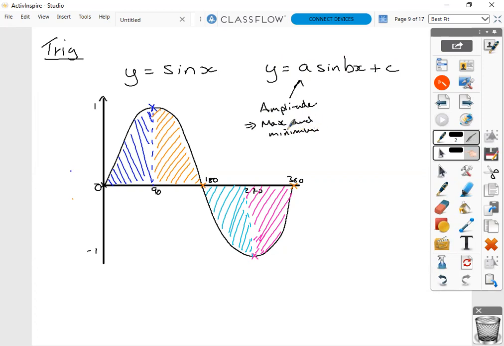That number in front of the sine, if it's a 3 sine and so on, tells me where my max and my min are, how high we're going to go. My bx is an interesting one. We call that phase, but that's how many sine waves there are between 0 and 360.